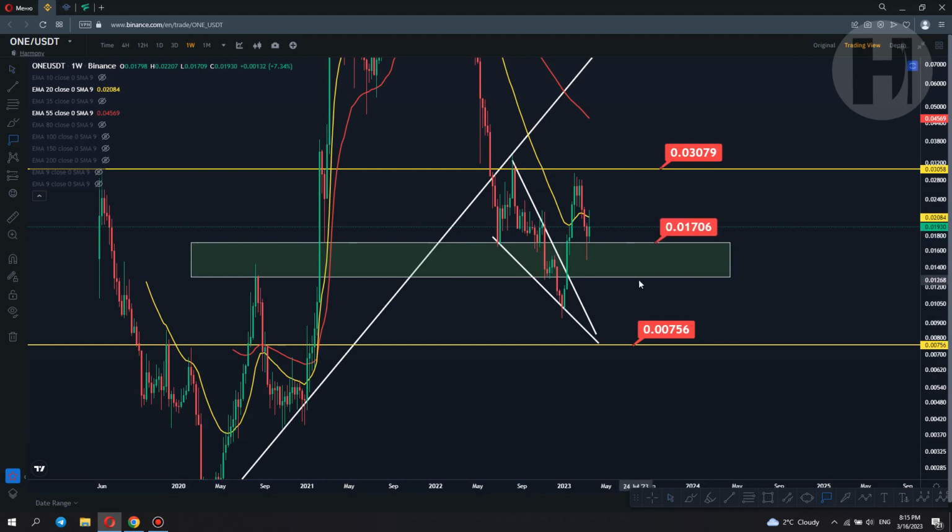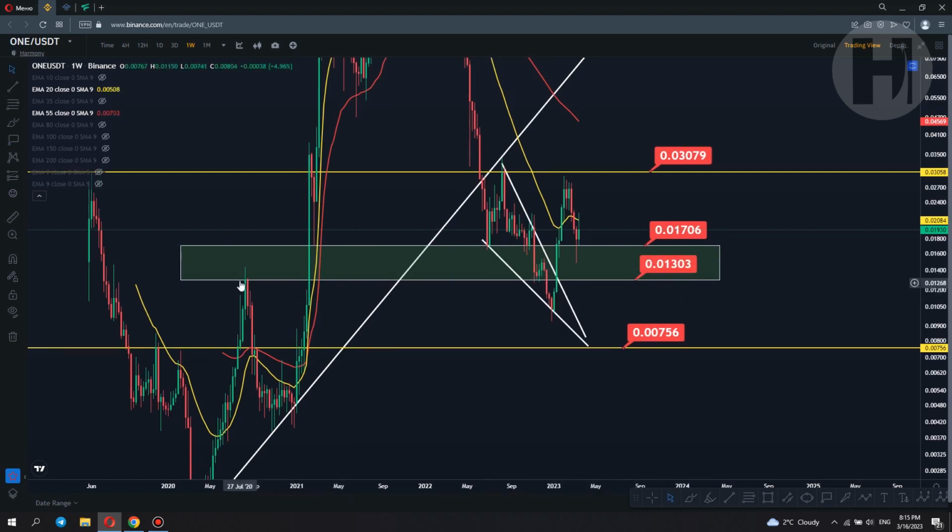If you still don't have any tokens, anywhere between 0.01706 down to 0.01303. As you can see, we ran into that level as resistance back in August 2020. We back tested this support block as support in February of 2021. Then we had another backtest of support in June last year, in October last year, and in November 2022. So all of these levels are very important.